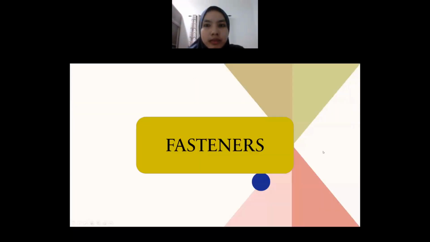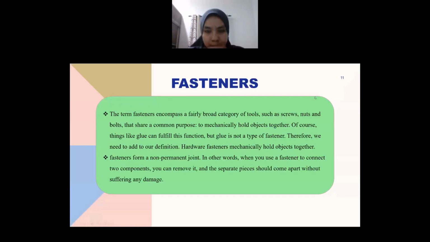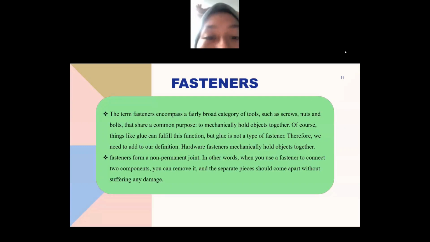Next, we go to the fastener. The term fastener encompasses a fairly broad category of tools such as screws, nuts, and bolts that share a common purpose: to mechanically hold objects together. Of course, things like glue can fulfill this function, but glue is not a type of fastener. Therefore, we need to add to our definition: hardware fasteners mechanically hold objects together.